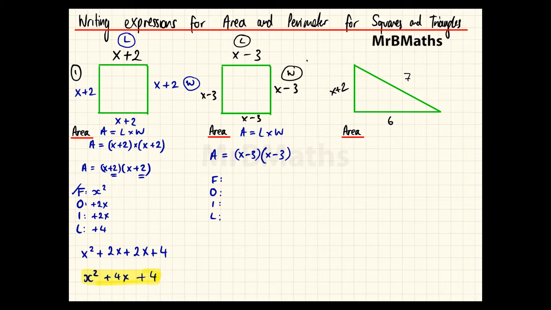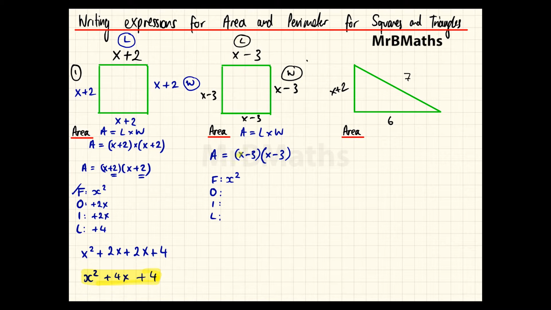Now what you can do, if you want, is pause the video and give it a try yourself, see what you get. If you don't want to do that, then just carry on watching. So F for first, these two are the first, the x and the x, so x times x will give us x squared.